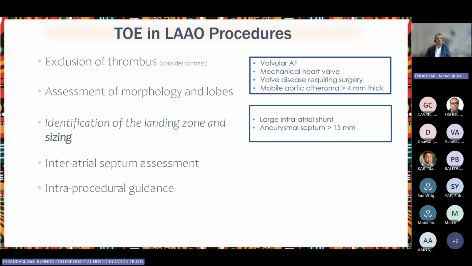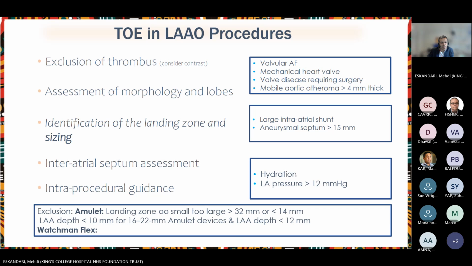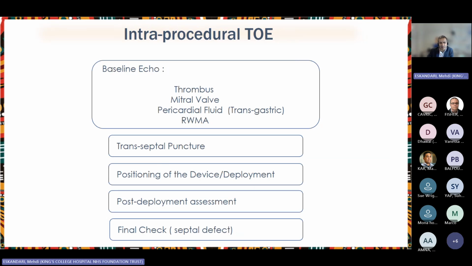In terms of the actual procedure, in the beginning, when we start, we want to show there is no thrombus in the left atrial appendage, obviously. As I mentioned, hydration is important, and keeping the LA pressure beyond 10 to 12 will often give you the largest size of the left atrial appendage. Intraprocedural TOE, the baseline echo with the left atrial appendage, is really important. These procedures sometimes may go wrong. Pericardial effusion can happen in maybe 1 to 2% of the cases, and therefore if you have a baseline imaging, especially from the transgastric view, ensuring that there is no pre-procedural fluid is really important.